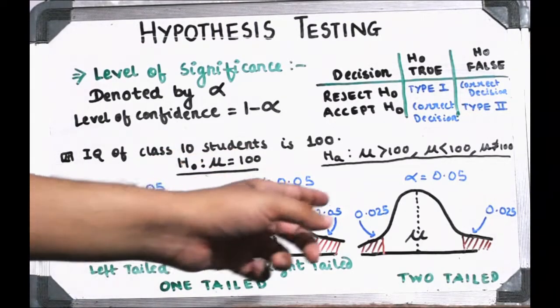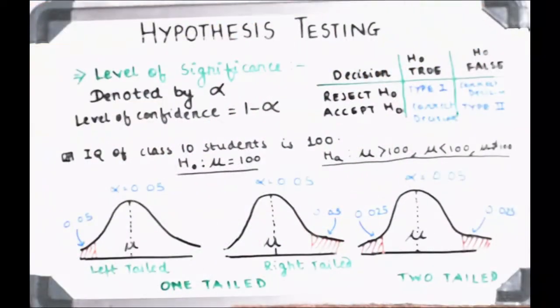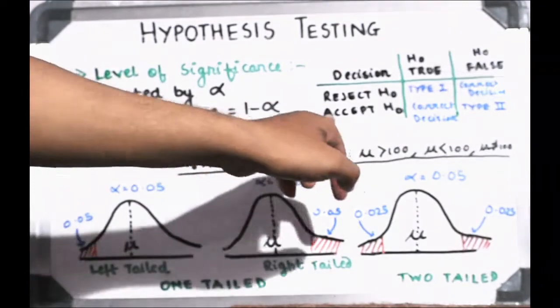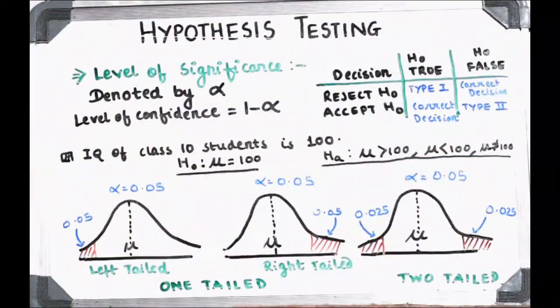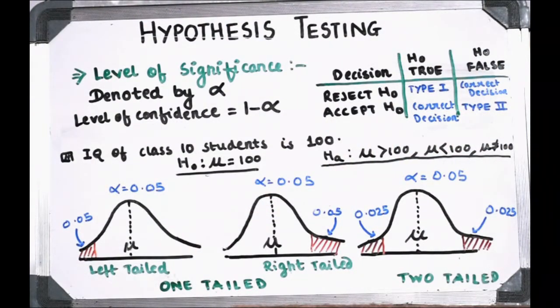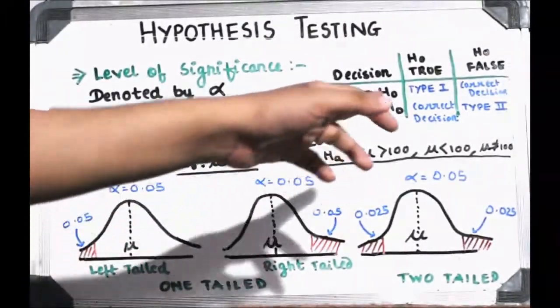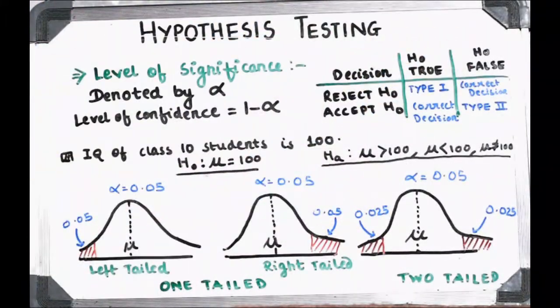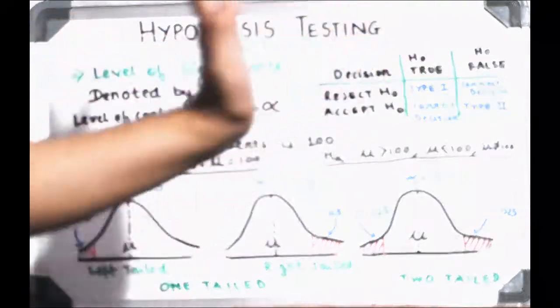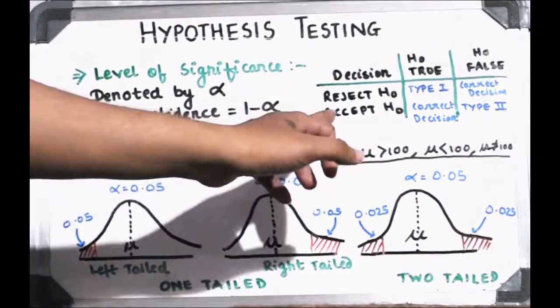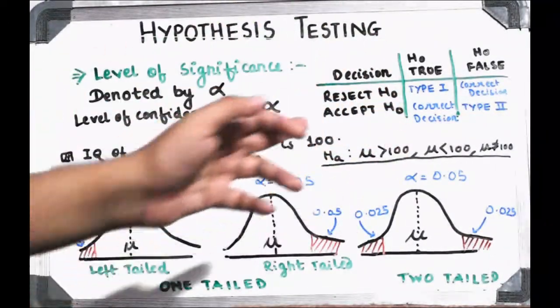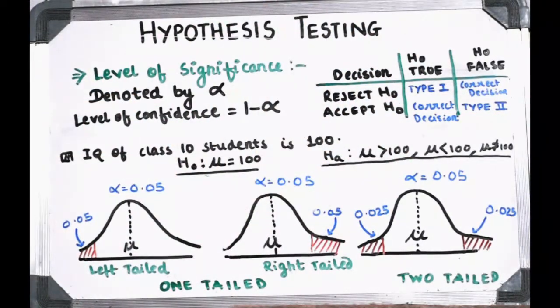Now if the null hypothesis is false but still we are accepting the null hypothesis, this signifies the type 2 error. And if you see the other two decisions, the null hypothesis is false and we are rejecting it, that is a correct decision. And the null hypothesis is true and we are accepting it, so it is also a correct decision.